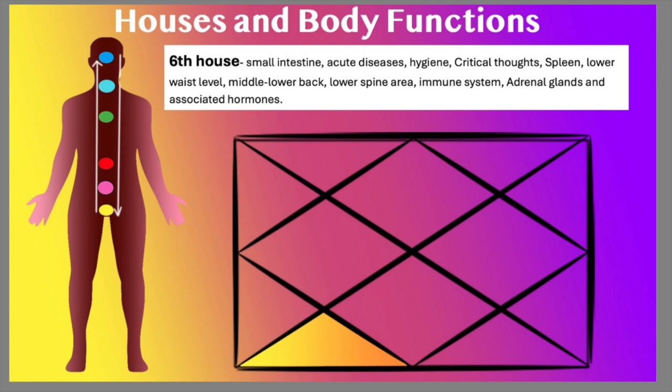Your stress hormones come from there, adrenal glands, and associated hormones like the cortisol, which is very popular these days in the stress management area. That's this area, the red and the pink highlighted chakras over there. Okay, that's the sixth house. You can revisit this any number of times.